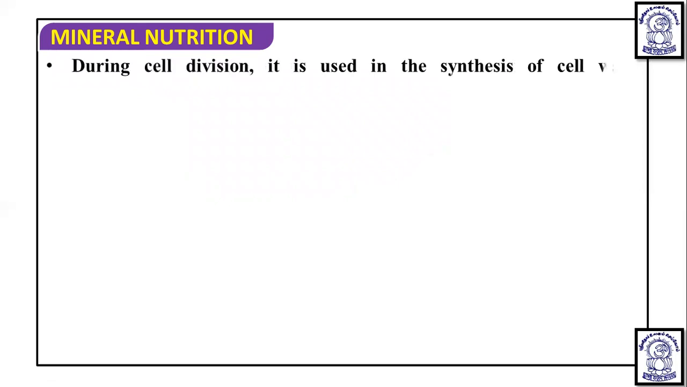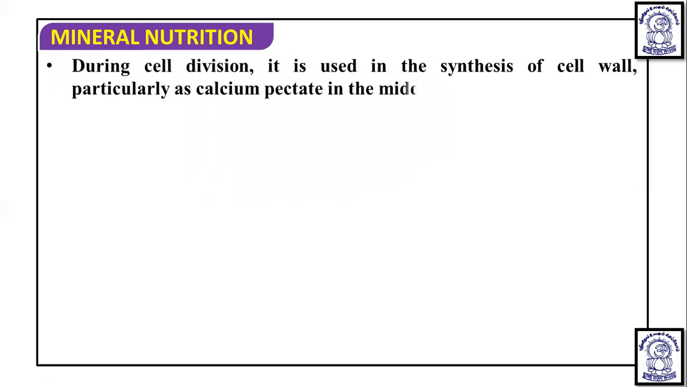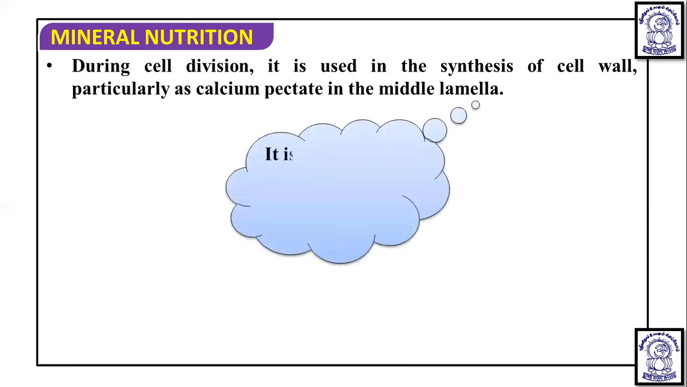During cell division, calcium is used in the synthesis of the cell wall, particularly calcium pectate in the middle lamella. We know that the middle lamella is present between the walls of two adjacent cells, and it is made up of calcium and magnesium pectate, mainly calcium pectate. So there is a need for calcium in the middle lamella formation between the two cells.